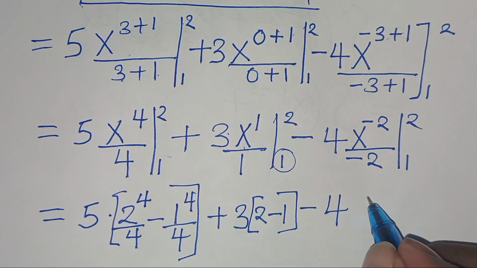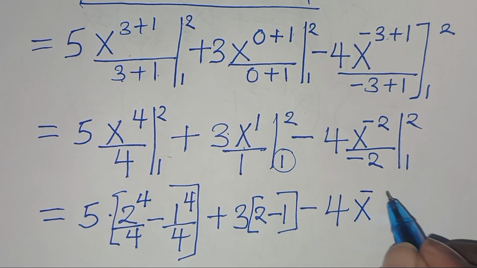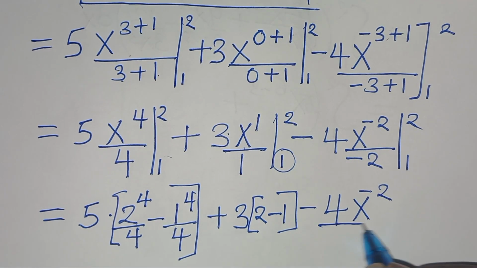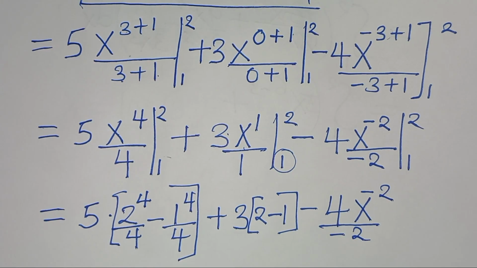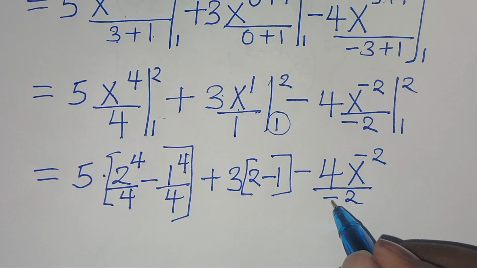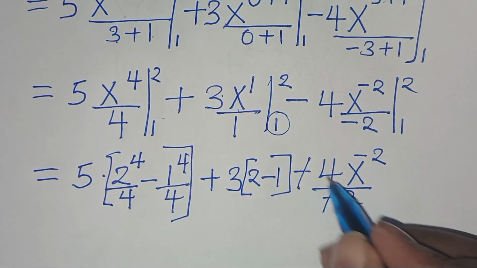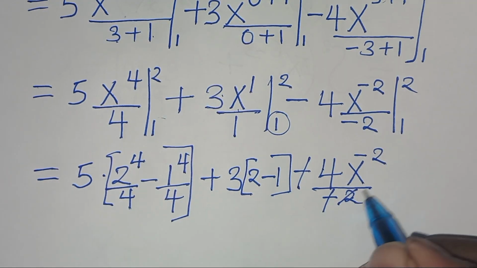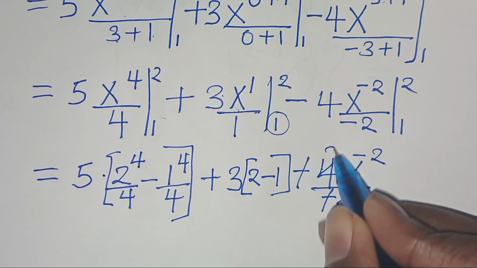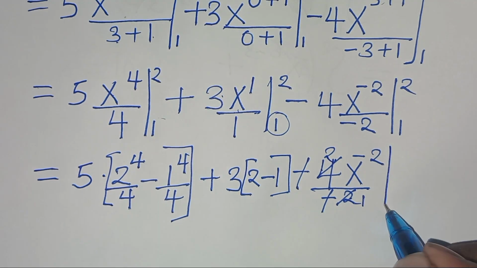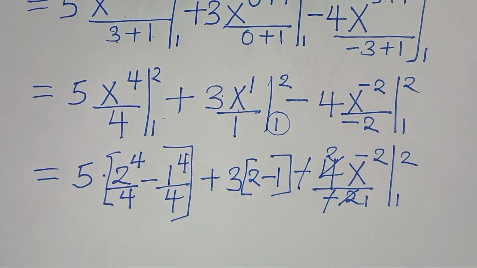Now, this is x raised to power minus 2 divided by negative 2. Since negative and negative simplifies, we simplify again here by 2: 4 divided by 2 is 2. And then the limit from 1 to 2.